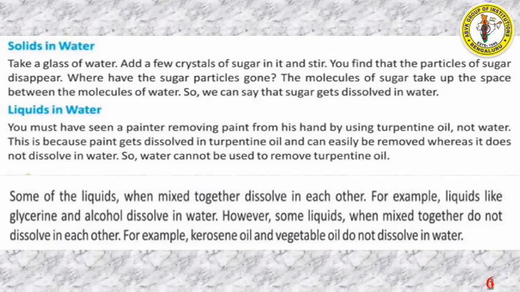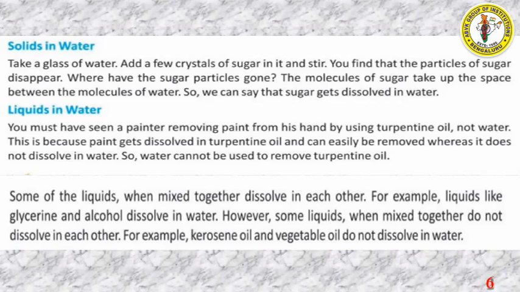Miscible liquids are the liquids which mix with water completely. For example, lemon juice: when you add lemon juice to water, it will get completely mixed. When you add vinegar to water, it will get completely mixed. When you add cool drinks to water, it will get completely mixed. So these liquids are called miscible, because they are completely mixed with water.